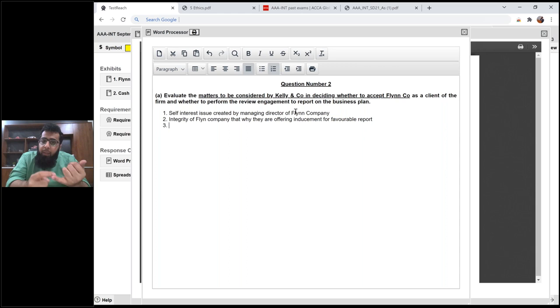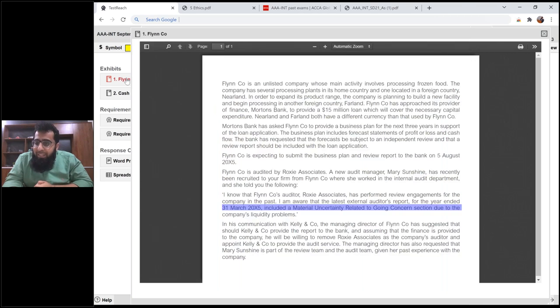Okay, we will think about the self-interest created by the managing director. He is creating our self-interest that, okay, you want our complete audit? What you have to do is, you just need to make sure that we get the finance provided. Okay, be our friend and get the complete audit. What else do we need to consider?